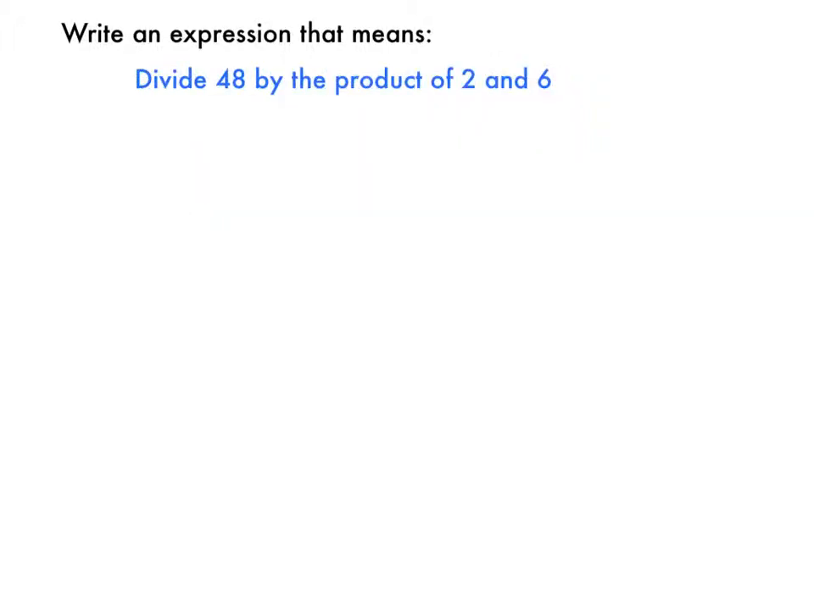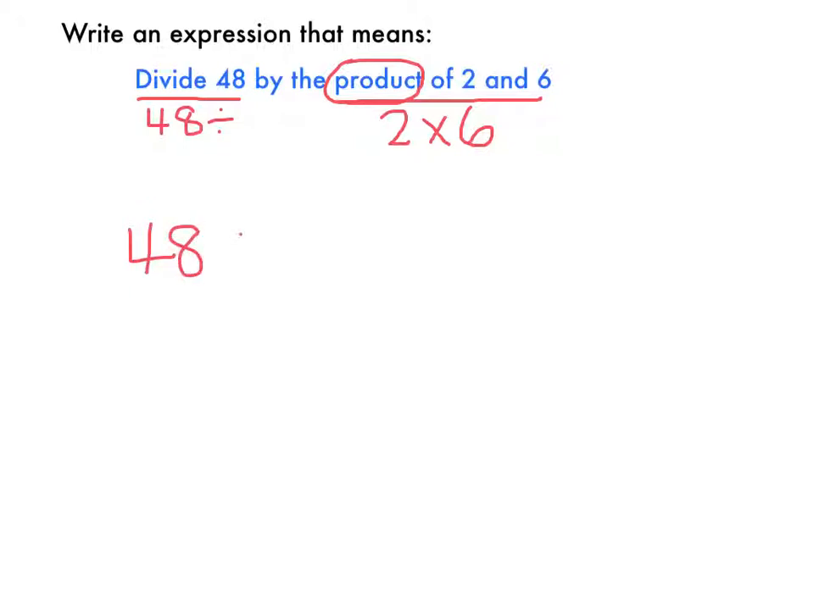One more. Divide 48 by the product of 2 and 6. Okay, so I know that there's going to be 48 divided by something, and I need to figure out what the product of 2 and 6 means. Now, this word product has to do with multiplication. So I need to multiply 2 times 6 in order to write this expression. So I'm going to start with 48 divided by 2 times 6.